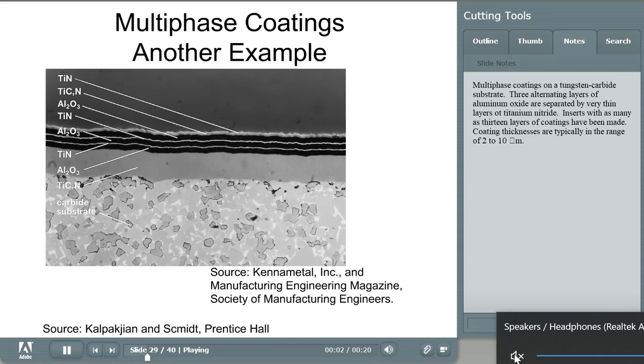Multiphase coatings, another example. Multiphase coatings on a tungsten carbide substrate. 3 alternating layers of aluminum oxide are separated by very thin layers of titanium nitride. Inserts with as many as 13 layers of coatings have been made. Coating thicknesses are typically in the range of 2 to 10 micrometers.